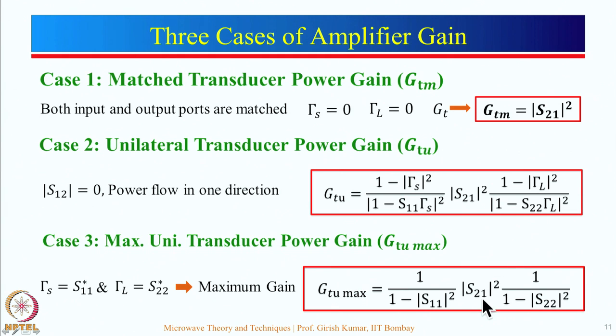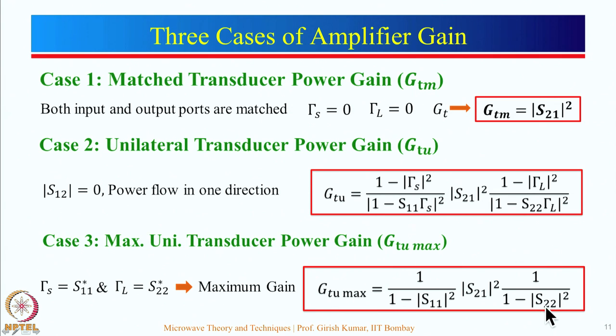S21 square is there as it is, but now if S11 is not equal to 0, let us assume say S11 is equal to 0.5, then what will happen? S11, 0.5 square of that will be 0.25, 1 minus 0.25 is 0.75, this term will be now equal to 4 by 3. So, that means gain can be increased by a factor of 1.33 if we do proper impedance matching. Let us look at this over here.